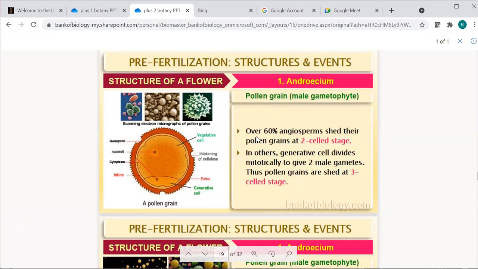So over 60% of angiosperms shed their pollen grains at the two-celled stage. In the other 40%, the generative cell divides mitotically to give two male gametes. Thus, pollen grains are shed at the three-celled stage.